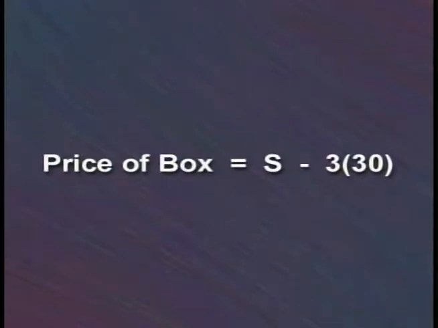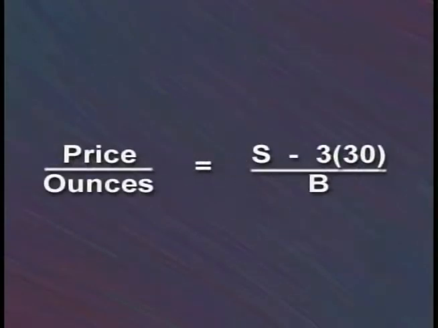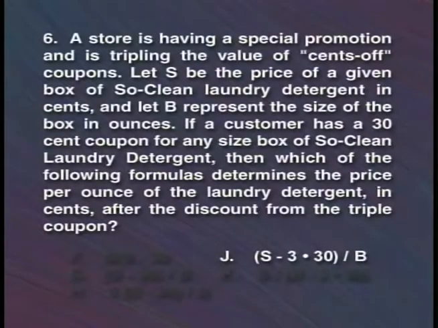The price of the box is S minus 3 times 30. However, we're not finished. The problem asks for the price per ounce. This is represented by price divided by ounces. In this problem, the answer will be the price, or S minus 3 times 30, divided by B, or the size of the box in ounces. The correct answer is J.